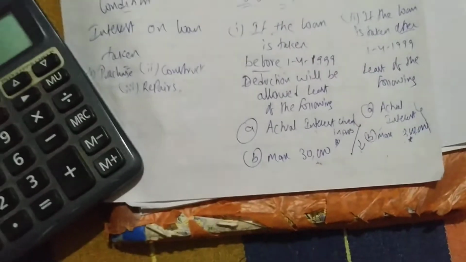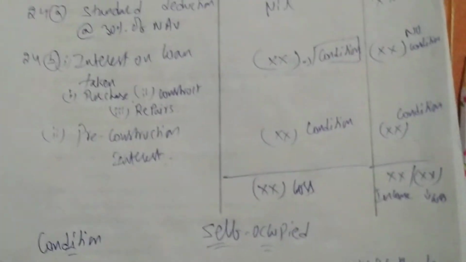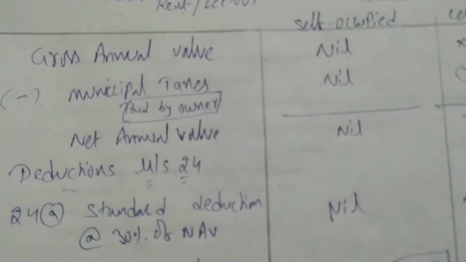Okay, so this is based on interest on loan. So on this we'll see some examples. We'll see some examples on self-occupied property interest on loan. Okay, sure. In textbook we'll see examples. See here, this is given. Example number 9.